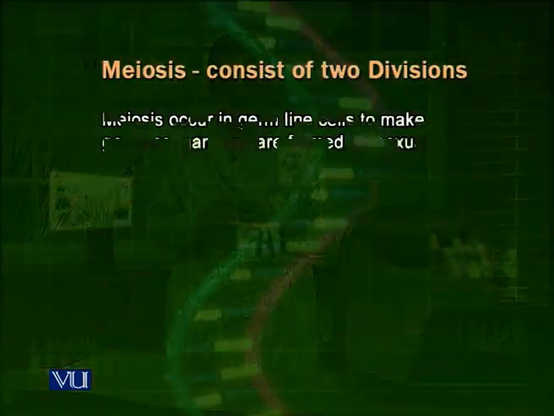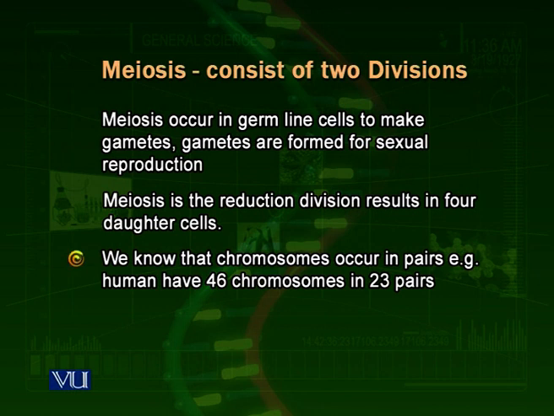At the end of meiosis, unlike mitosis, one cell divides into 4 cells, and all of these 4 cells have half the chromosome number in comparison to the mother cell. For example, human beings have 46 chromosomes in total. These 46 chromosomes are present in 23 pairs.